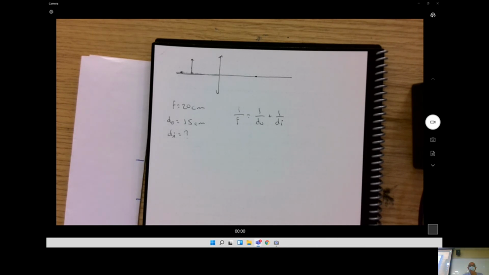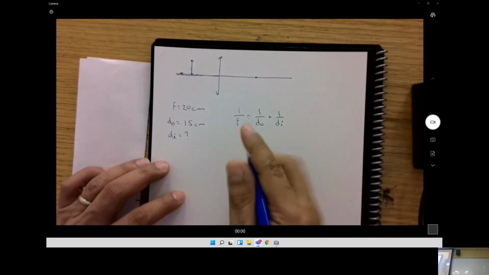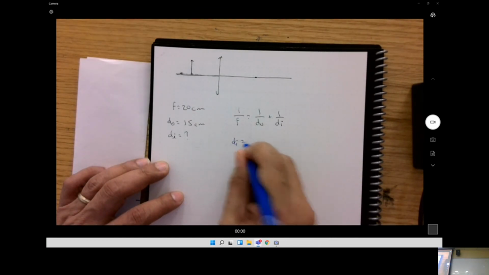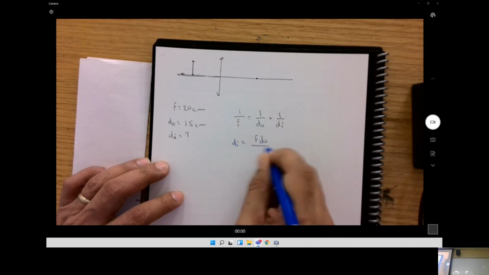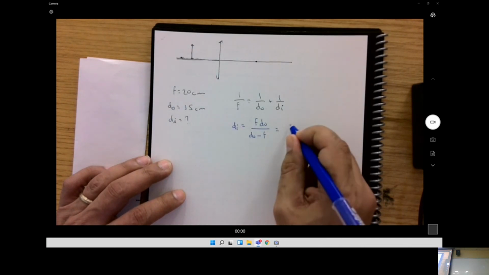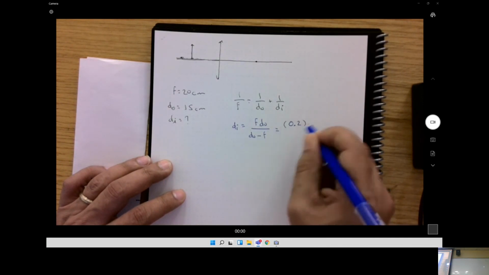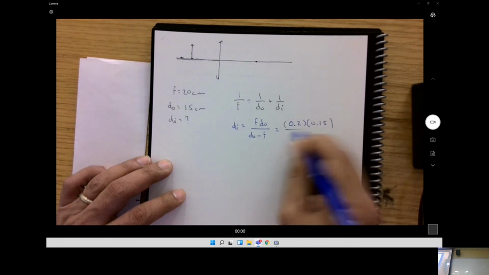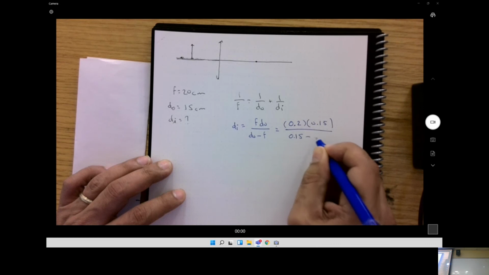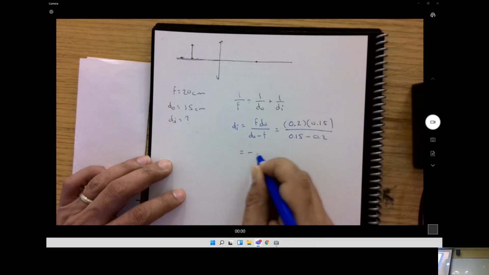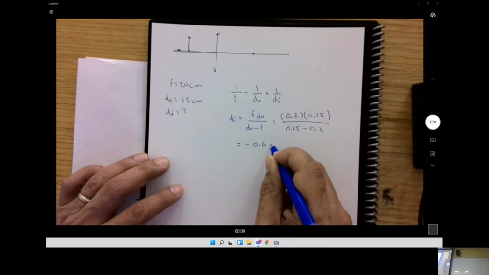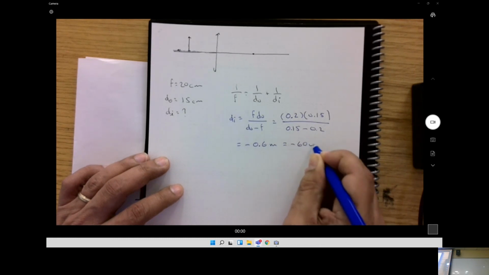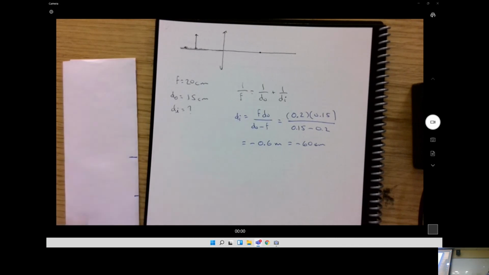Cameron, what you got? I got -60. Okay. What do you mean you don't know? You got -60? Yeah. So I'm gonna have FDO. F. Yeah, everybody got something like that?